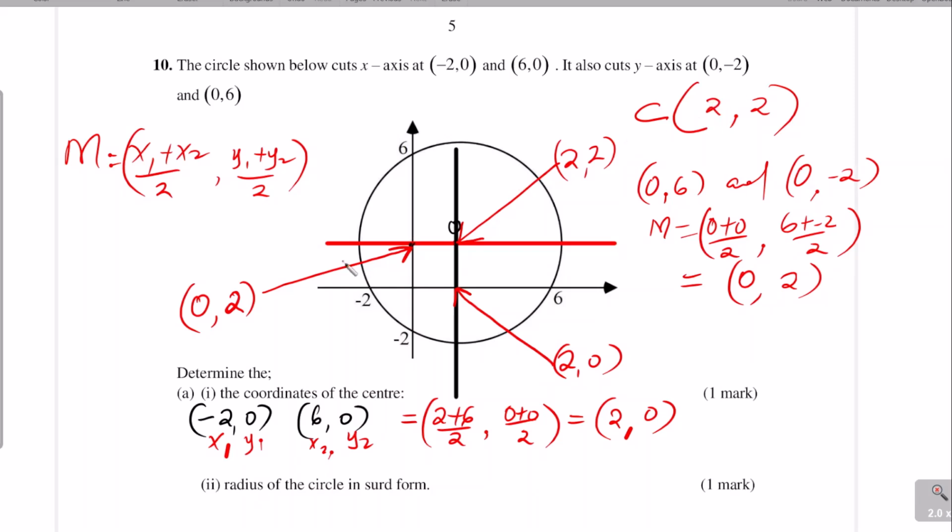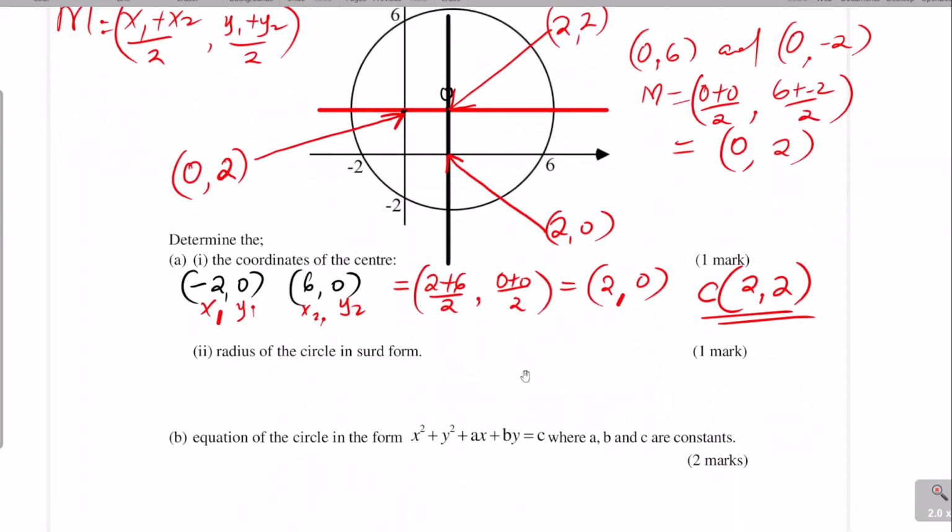The x coordinate there was 2. Then for this point, (0, 2), the y coordinate is the one that we got here. So the center of this circle will be given by (2, 2). That is how we get the coordinates of the center of the circle.